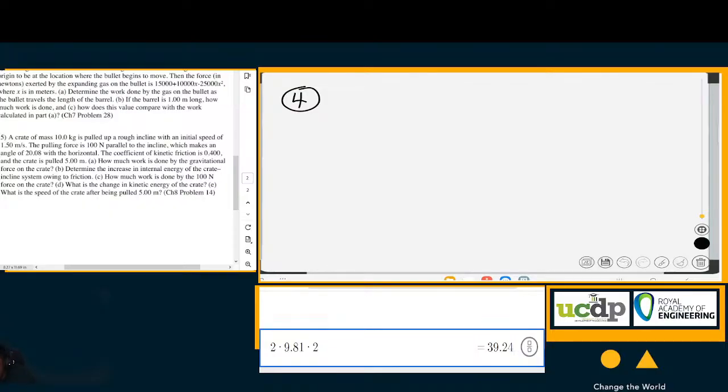Then the force in newtons exerted by the expanding gas on the bullet is a function in terms of distance. A. Determine the work done by the gas on the bullet as the bullet travels the length of the barrel. That's easy. So the work is equal to the integral from the starting point to the finish point of F dot dr. It starts at 0 and it ends at 0.6, the length of the barrel.